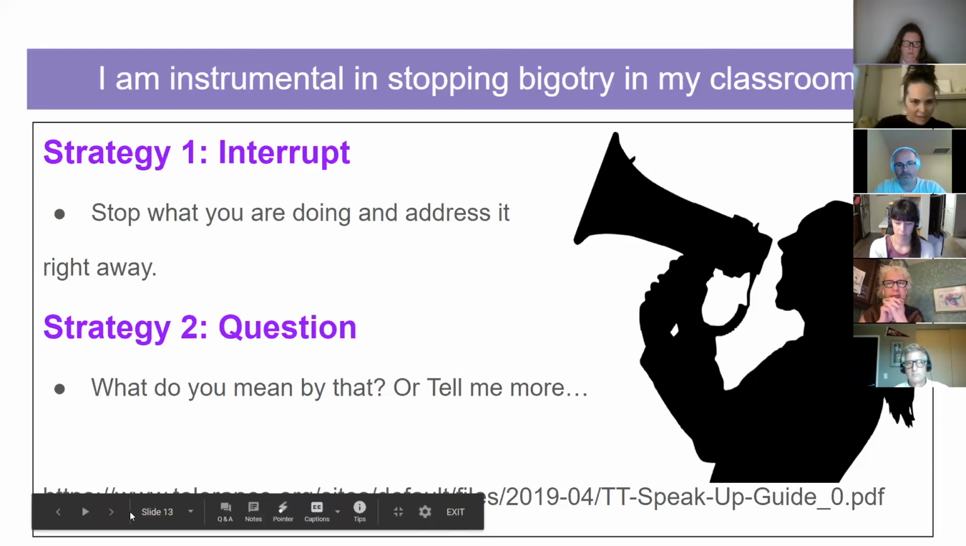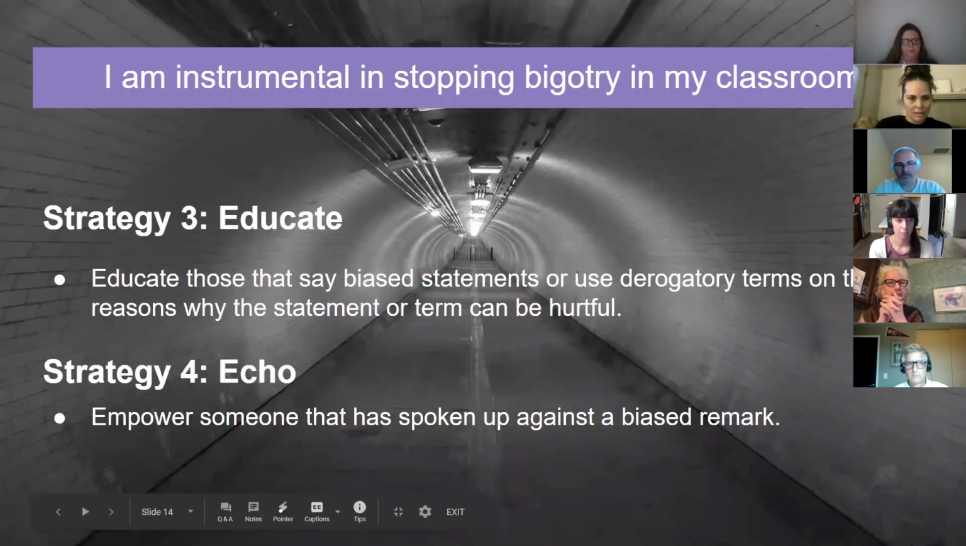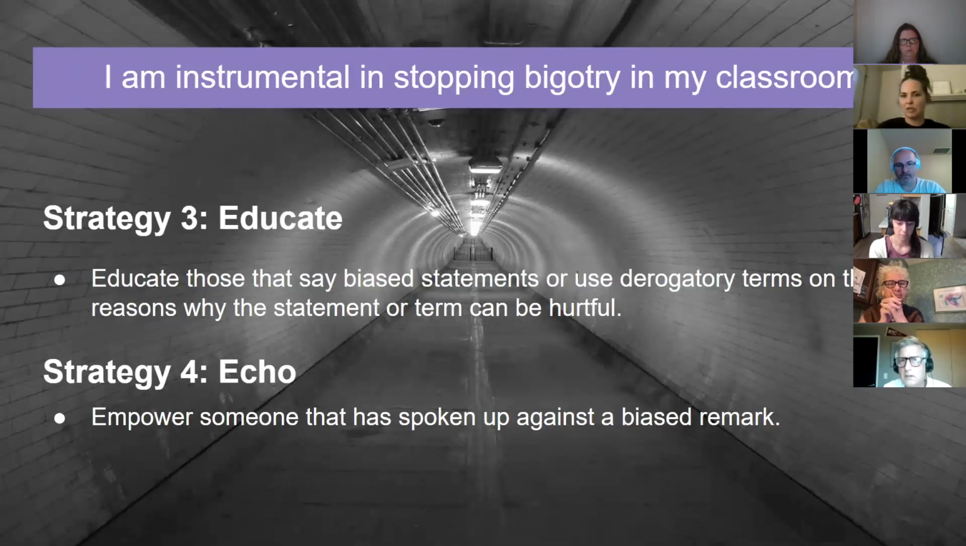And the next slide. So strategy 3 is to educate. Educate those that say biased statements or use derogatory terms on the reasons why the statement or term can be hurtful. And it's important to do this with grace, right? Because most of the time in those moments, that person did not mean to say that with ill intent. And we should always educate ourselves as well. As educators, we should be open and willing to teach, self-reflect, and educate ourselves.